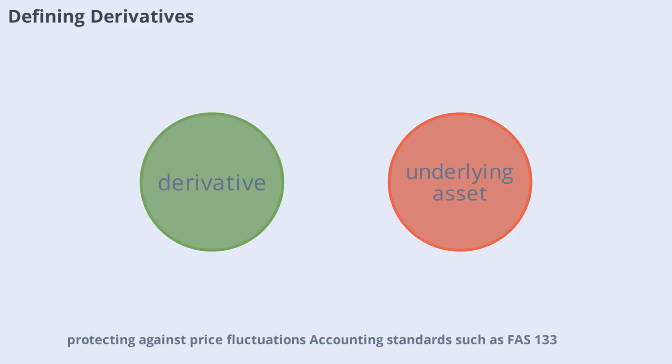Accounting standards such as FAS 133, IAS 39, and AS 30 set specific criteria for what qualifies as a financial derivative, including linkage to the underlying asset's value and settlement conditions. This ensures clarity and consistency in financial reporting.